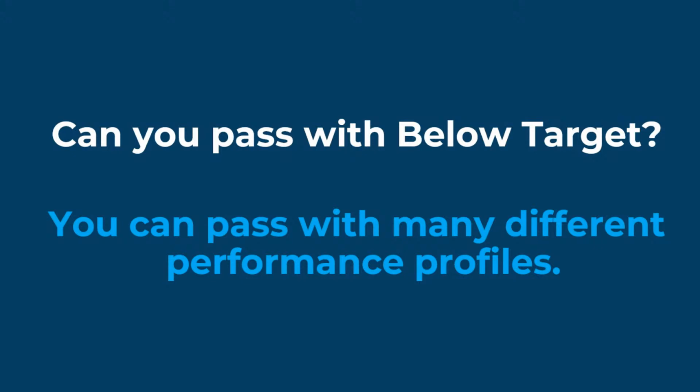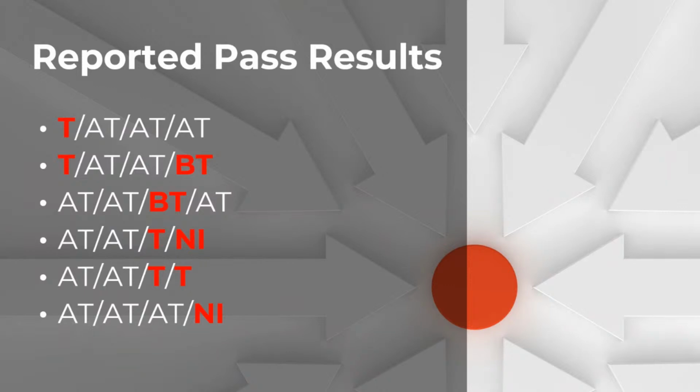Then remember, when we looked at the score report, there was needs improvement, below target, target, and above target. So can you pass with below target in one of those domains? Yes, you can pass with many different performance profiles. Here are actual results from actual students. And you'll see that I've summarized it just with T, AT, AT, AT. That means in the first domain, domain 1, he or she was on target. And then for the other 3, they were above target.